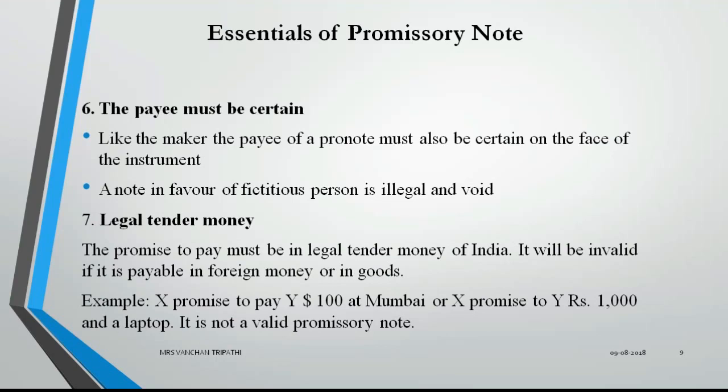Seventh point. The seventh essential for a valid promissory note is the legal tender of money. We have spoken about legal tender of money several times in the classroom also. So once again I would like to talk about it. The promise to pay must be in legal tender of money in India.